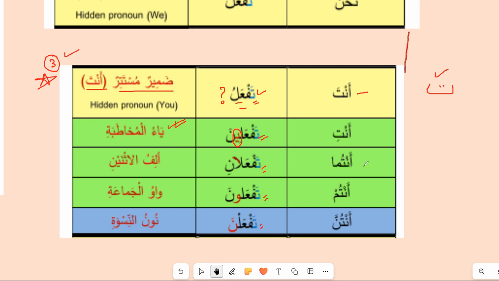Antuma. And this damir is for dual and it is used for male and female both. Remember, always remember, in mukhatib we use only one damir for the dual and it is used for both male and female. So we have one dual damir in mukhatib.